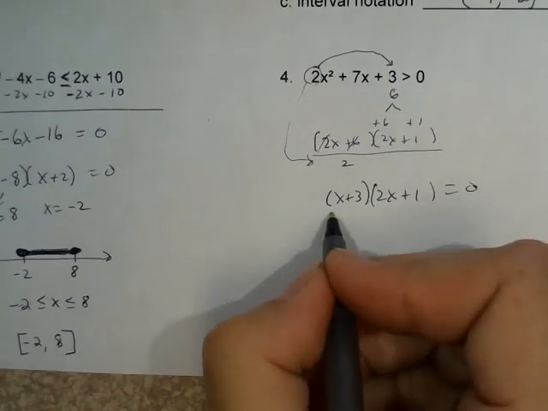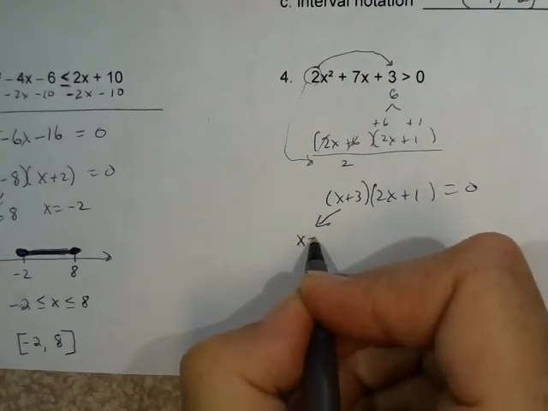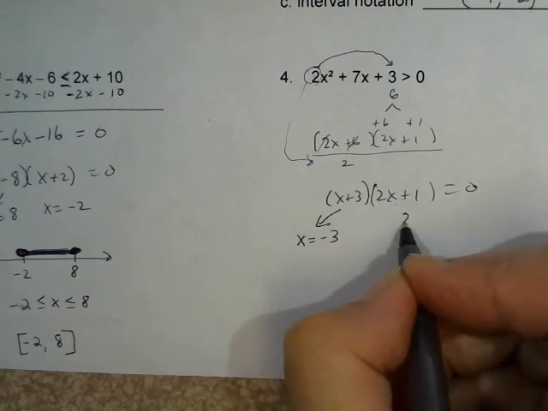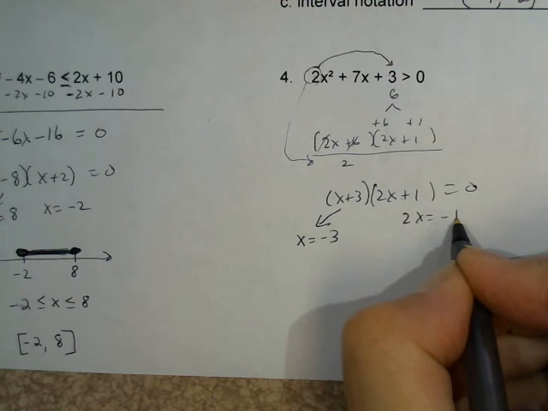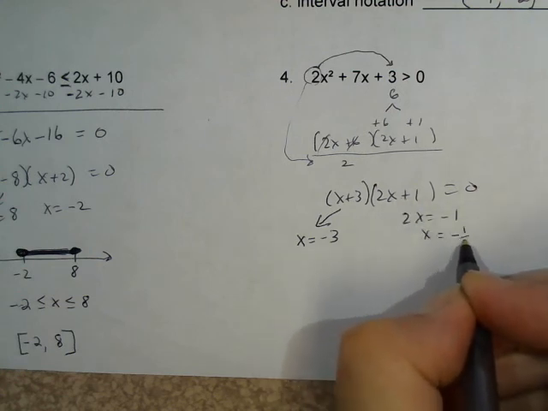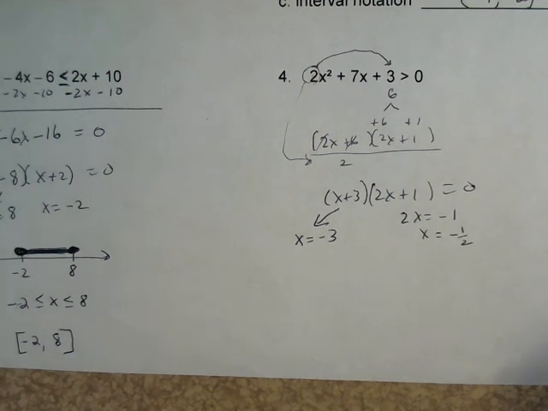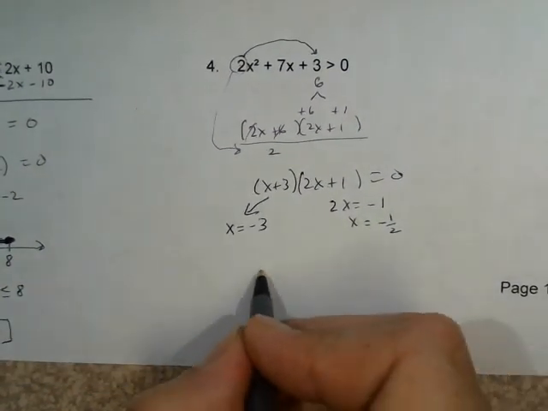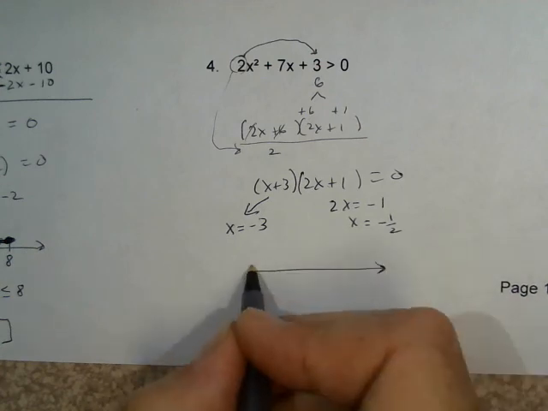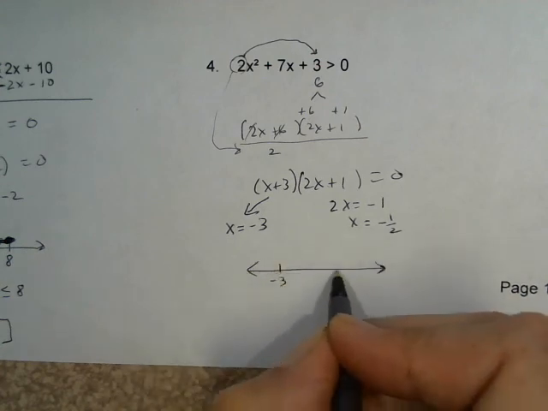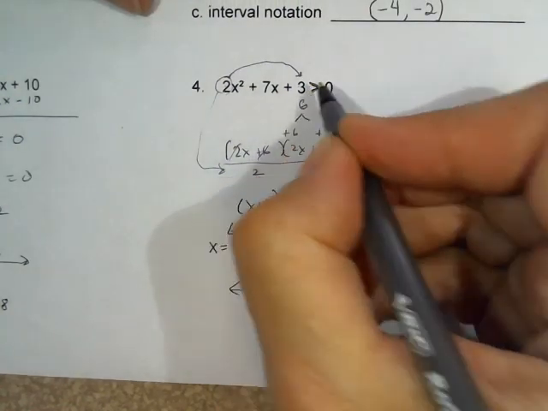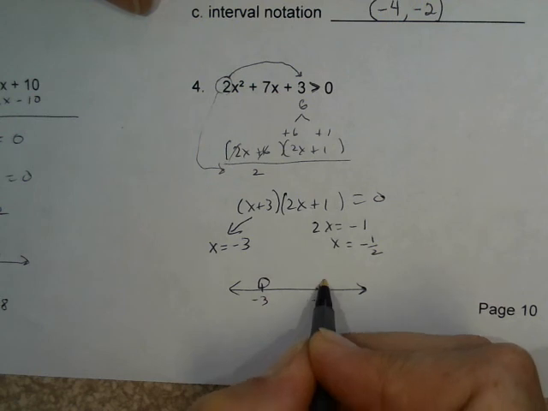Equals 0. Well, this x value is equal to negative 3, and if you subtract 1, you get 2x equals negative 1 if you set this equal to 0, so x is equal to negative 1/2. So now we have our two roots, negative 3 and negative 1/2. Well, negative 3 is less than negative 1/2. The original problem is just a greater than, so we have open circles.